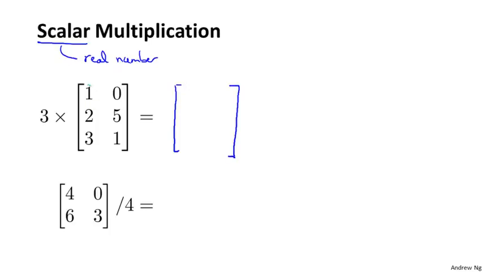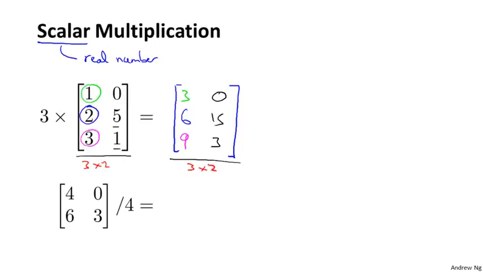So 1 times 3 is 3. 2 times 3 is 6. 3 times 3 is 9. 0 times 3 is 0. 3 times 5 is 15. And 3 times 1 is 3. And so this matrix is the result of multiplying that matrix on the left by 3. And you notice, again, this is a 3 by 2 matrix, and the result is a matrix of the same dimension. Both of these are 3 by 2 dimensional matrices.